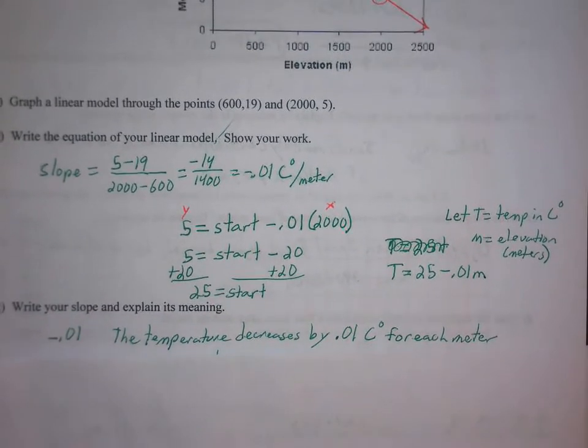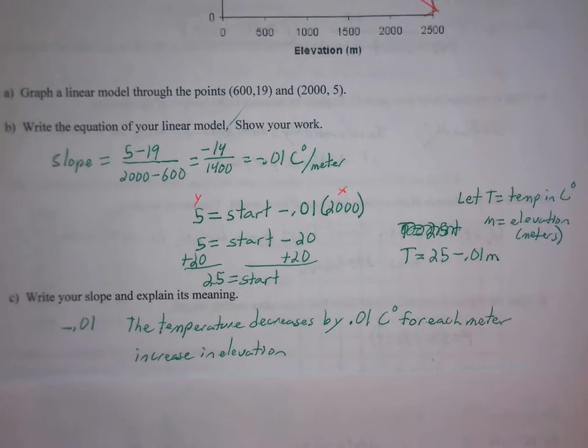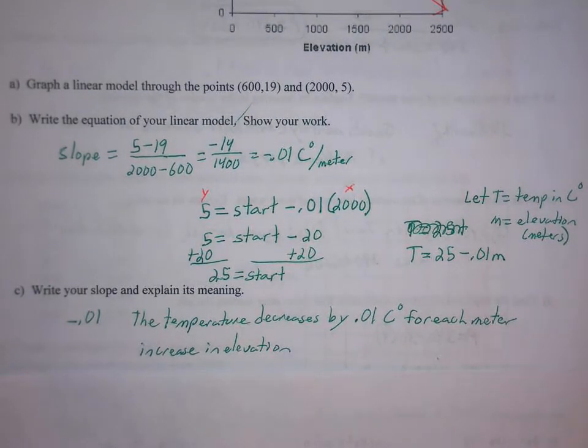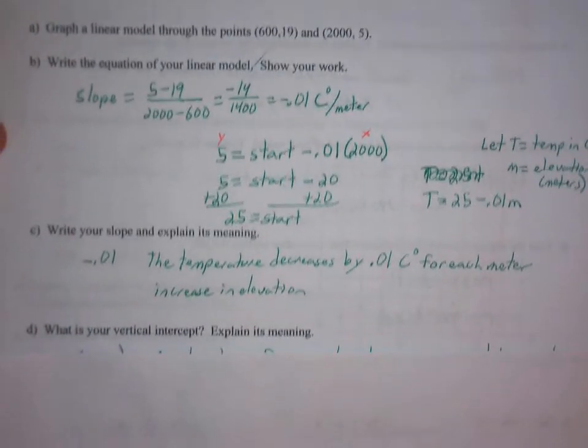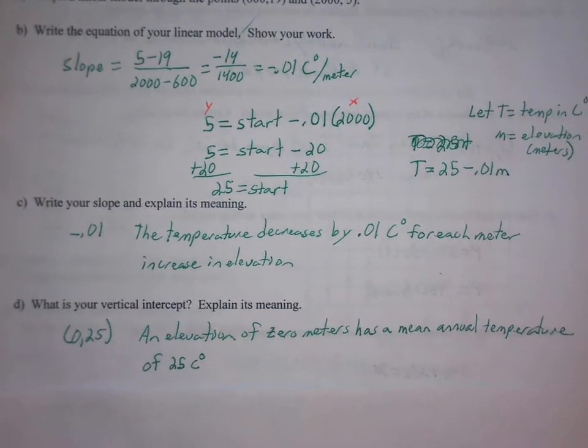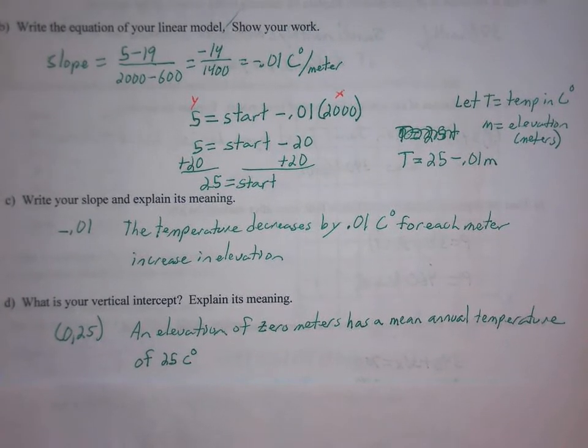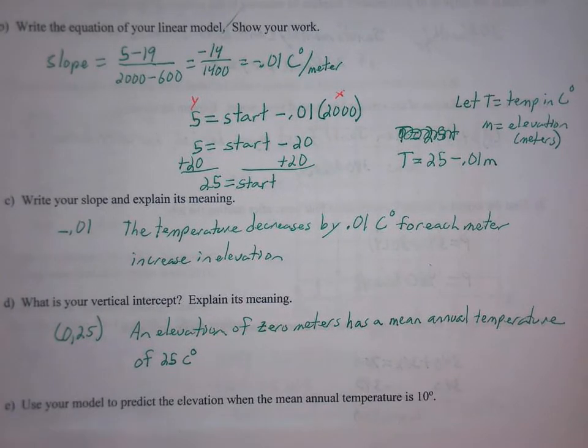Okay, so to explain the meaning of the slope. And again, think about this, but instead of just watching this video and saying, oh yeah, I get it, that seems easy, it's easy when Marx does it. Okay, and then the vertical intercept is 25. So at an elevation of 0 meters, we predict a mean annual temperature of 25 degrees Celsius.